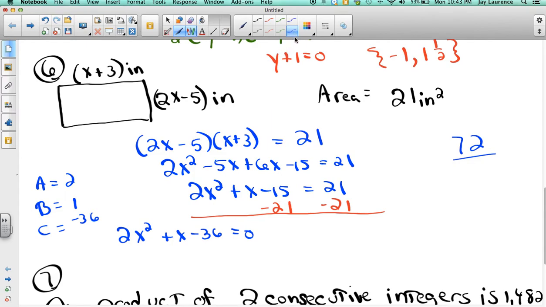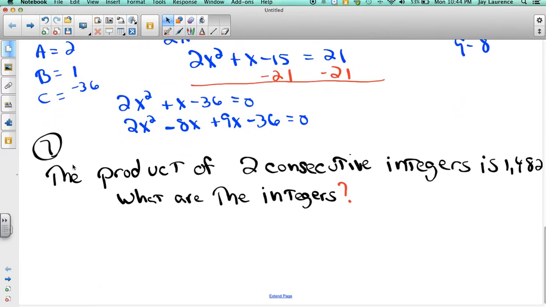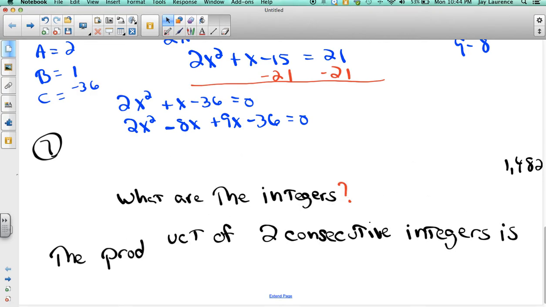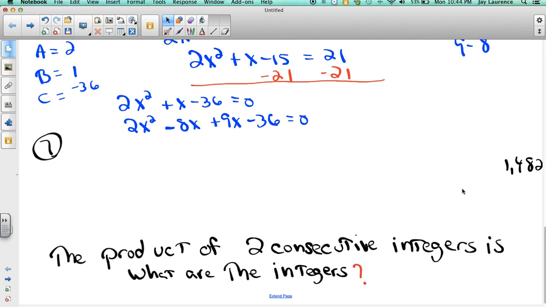So I need two factors of 72 that subtract to get 1. How about a 9 minus an 8? So I'm going to rewrite this as 2x squared minus 8x plus 9x minus 36 equals 0. All right. So I'm going to give myself a little more room here. That's right, this stuff doesn't like to move together. My fault. Oh, how about that?